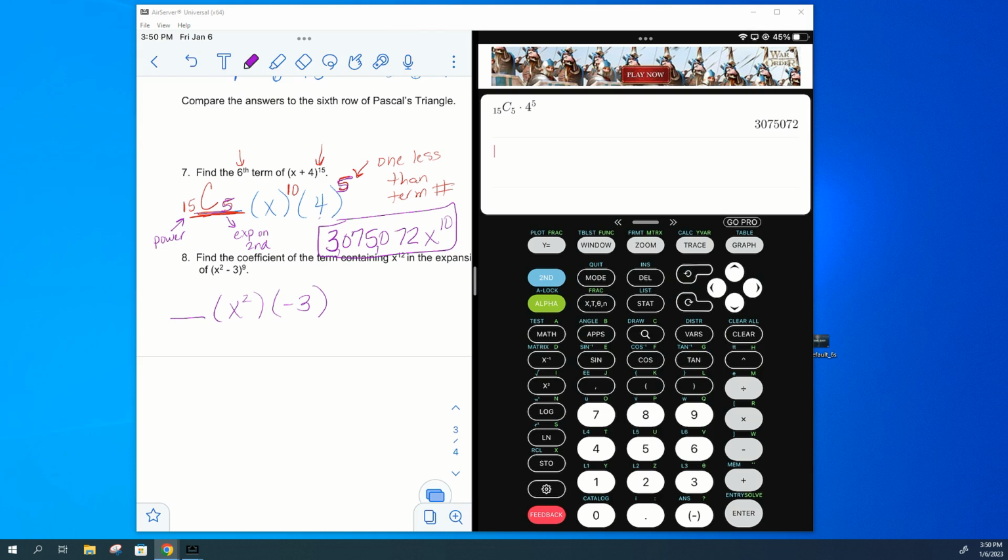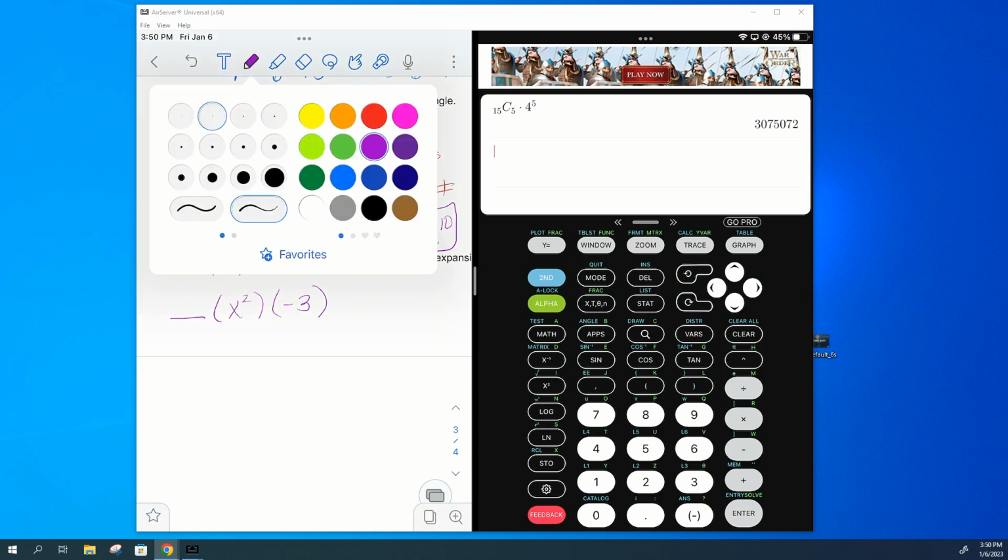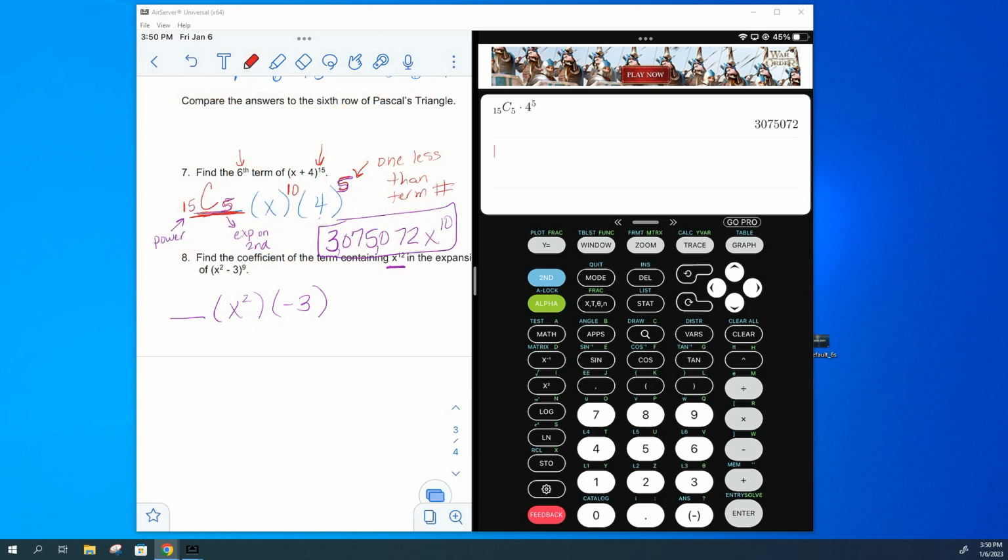So here we go. I put the negative with that second one. Now, if it says the term containing x to the 12th, well, guys, if it contains x to the 12th, that means in the simplified version, this one would have to be a 6. So when I simplify, I get x to the 12th. If that one is 6, this one has to be 3 because they have to add to 9. How do I get the number in front? It's always power, choose, exponent on the second thing.